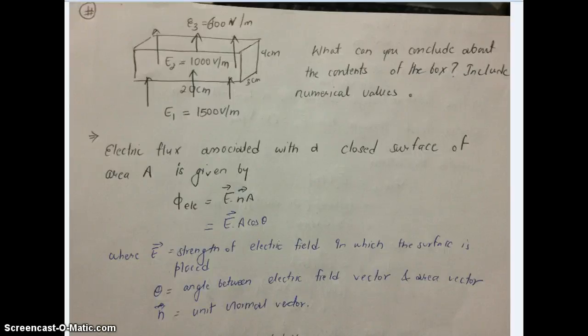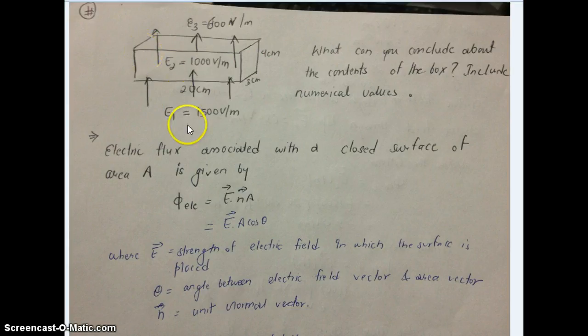For the screencast of chapter 22, I have worked on two problems. On the first problem, you can see a box 20 centimeters long, 4 centimeters high, and 3 centimeters deep. And you can see all over the box there is the presence of an electric field.